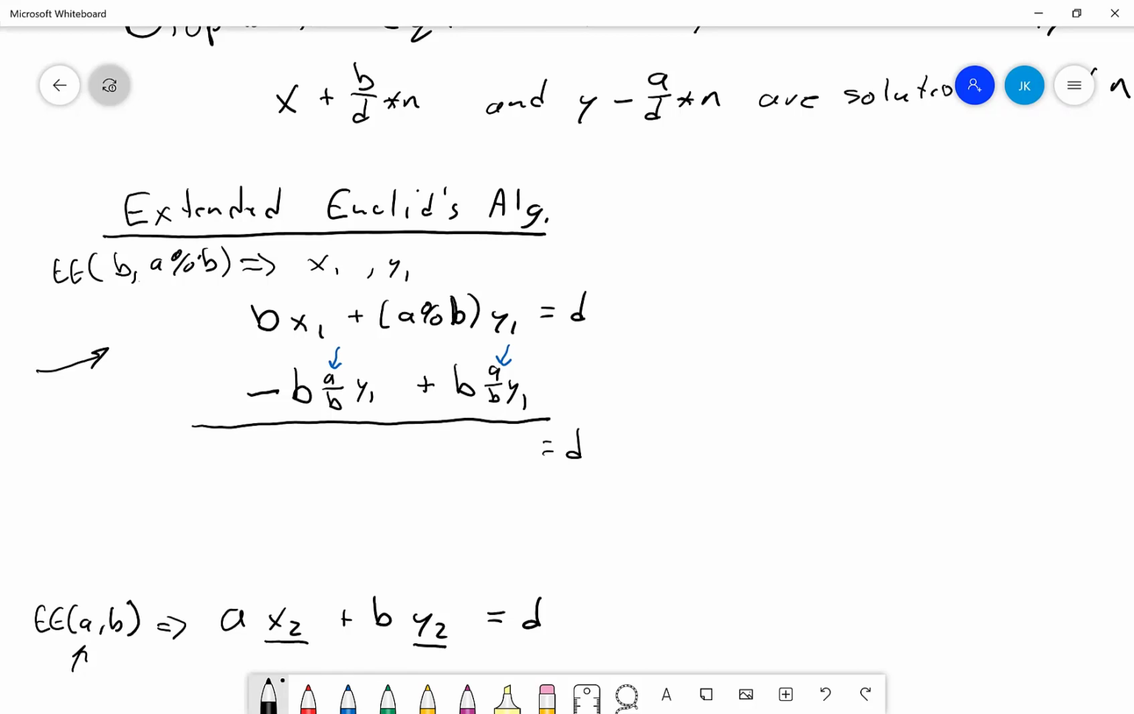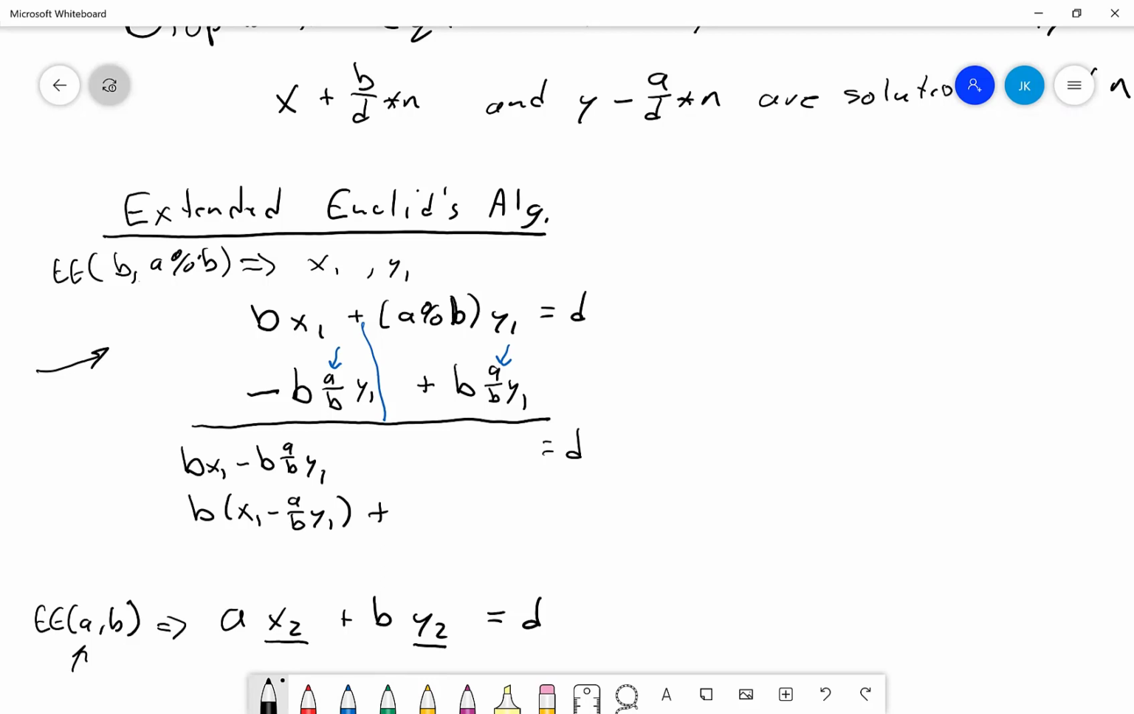Over here on the left, this is probably the easiest part to see. On the left, we're going to get B times X1 minus B times A over B Y1, and this is equal to B times X1 minus A over B Y1. So that's what you get for that half over there. This other half is maybe the more interesting one.